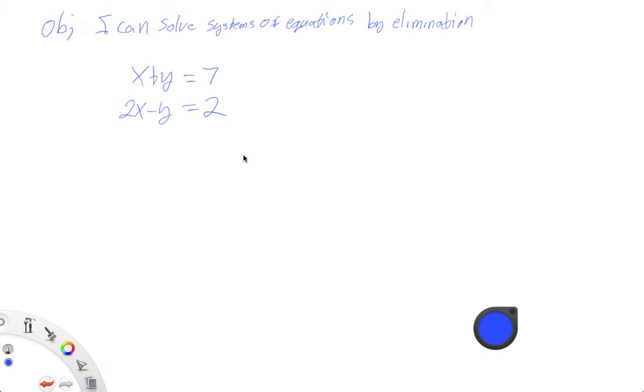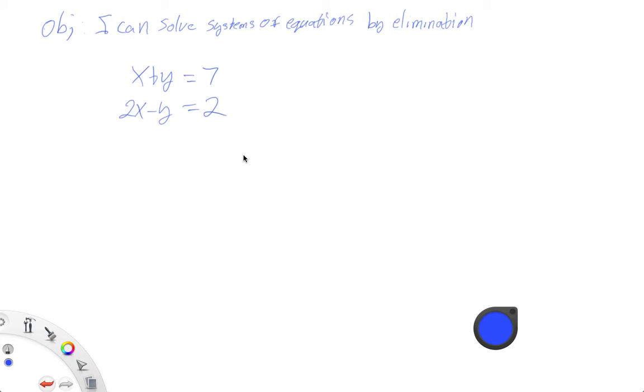To talk about solving systems of equations by elimination. We've talked about graphing. When we solve a system of equations by graphing, it's where the two graphs cross. There's a point, and that point is our x, y that satisfies both equations. So it's true for both.